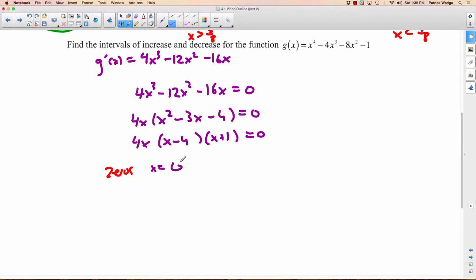4 times 0 is 0. 4 minus 4 is 0. Negative 1 plus 1 is 0. Okay. Now, what do those points tell us? What's happening at this function right here? What's happening at the points when x is 0, x is 4, and x is negative 1?